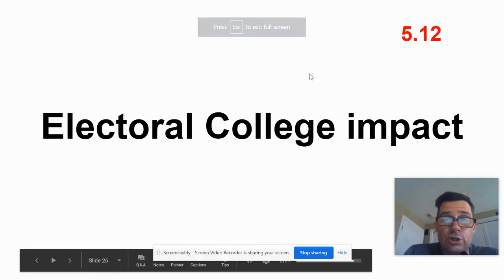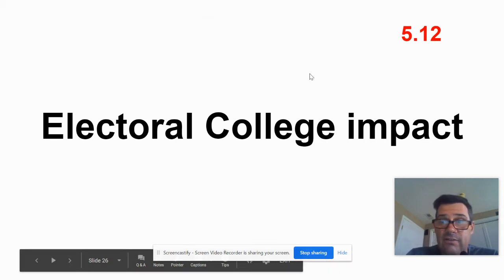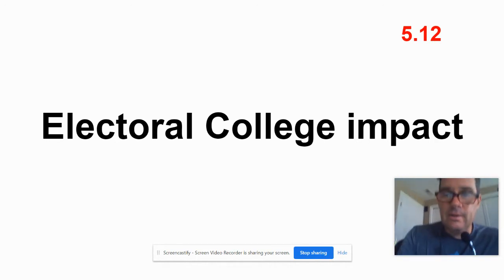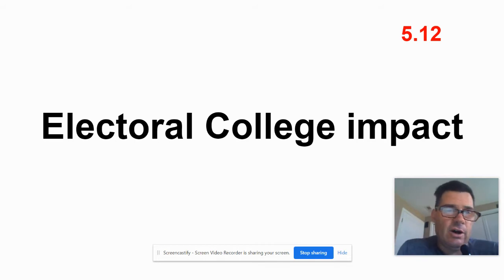Okay, we're still looking at the election of the president. So grab two cards. 5.12 Electoral College impact. This should be kind of review, maybe a little bit of extra different take on it. We've already talked about the Electoral College, but I just want to talk about its impact on presidential elections, like how it impacts how they campaign is really what we're looking at here.